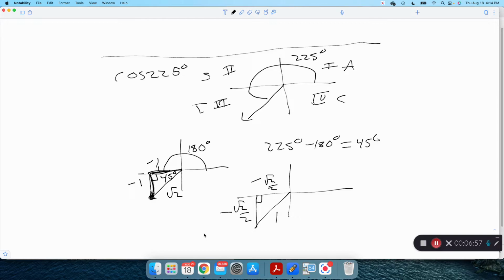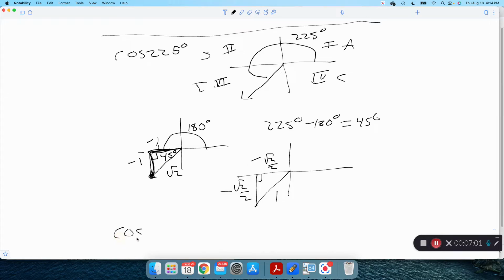Hypotenuse is always positive. Then cosine of 225 degrees is just like cosine of 45, only it might be negative. We just use our reference angle. Use that 45. And I could use either triangle. I'll use this one over here. Cosine will be adjacent of the 45, adjacent over hypotenuse. Negative root 2 over 2.